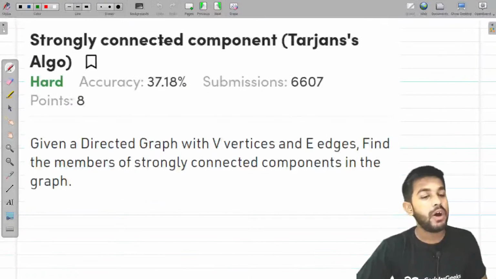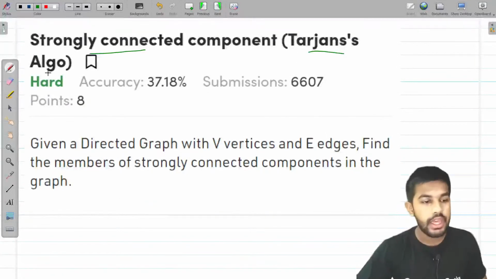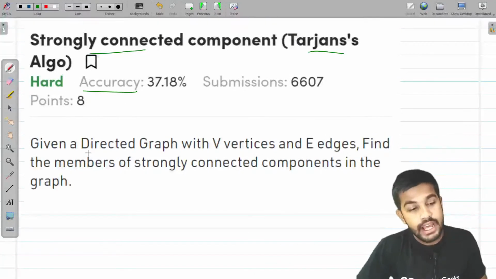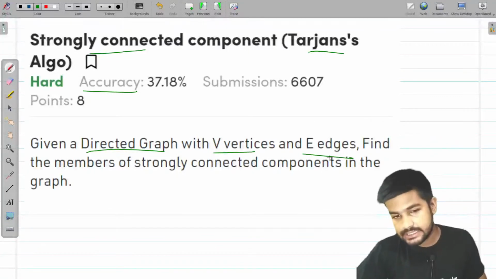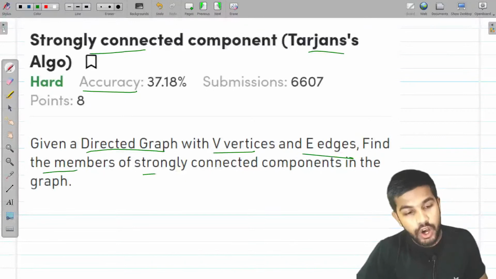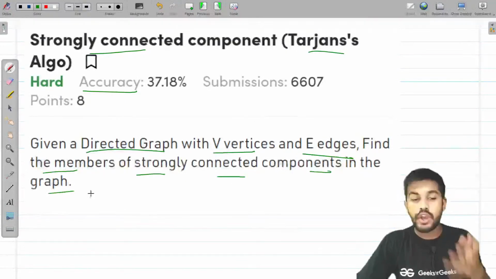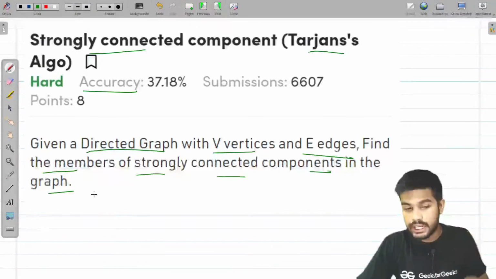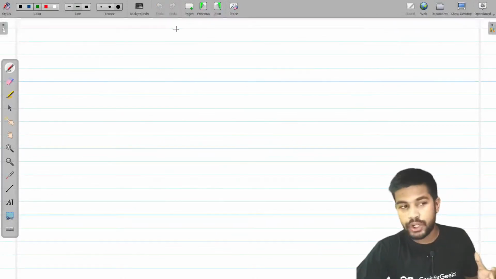Now, strongly connected component Tarjan's algo. It has accuracy of 37%. So you are given a directed graph with V vertices and E edges. Find the members of strongly connected components in the graph. So you are given a graph and you need to find the members of strongly connected components in the graph. Now, what do you mean by strongly connected components?